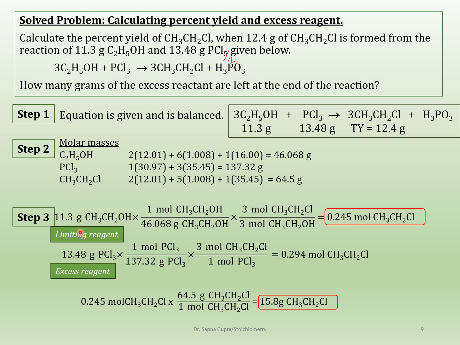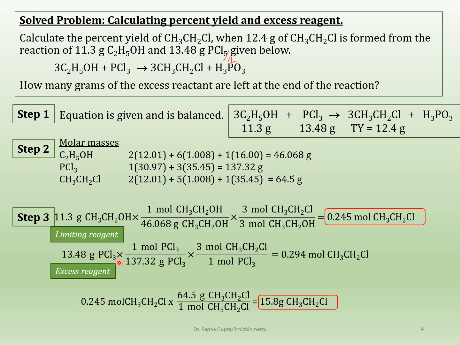And then to find the limiting reagent, again, take the alcohol, convert it to moles, and do the mole ratio to the product, which is 3 to 3. So write it out though, okay? Don't just take it for granted, just write it out. You don't have to put that in your calculator, obviously, because that's just a waste of time. Just do 11.3 divided by 46.068, and then you get this many moles.